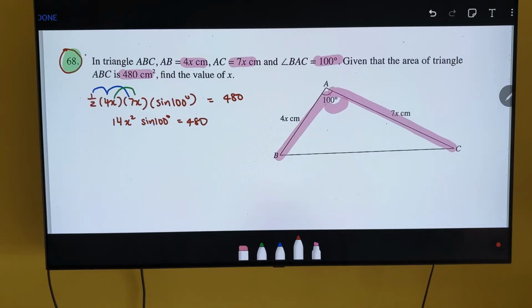So in order for us to find x, we realize that 14 is not needed on the left, sine 100 is not needed on the left. We have to bring these over. Okay. And when we bring these over, what is the sign that we use? Again, on the left, the terms are multiplied with each other. So if they are multiplied and they need to be brought over, we reverse the sign to division. So 480 divided by 14, and we also divide it by sine 100 degrees.